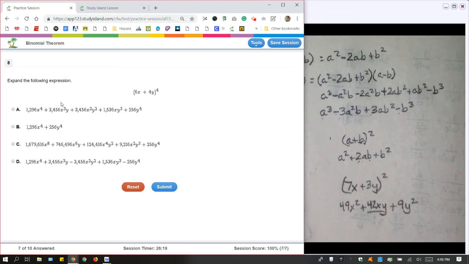Where's 5 terms? 1, 2, 3, 4, 5. This one, 1, 2, 3, 4, 5. This one, 1, 2, 3, 4, 5. This one only has 2. So we're looking at A, C, and D.